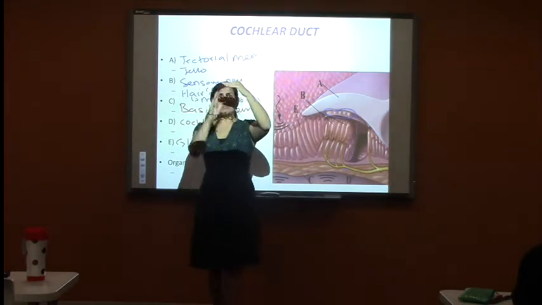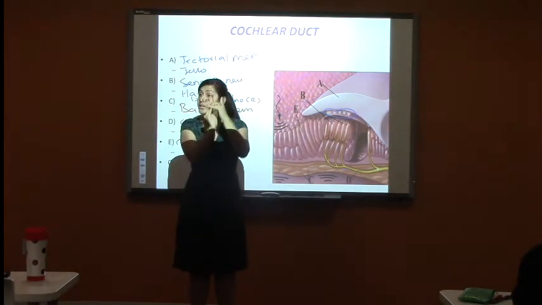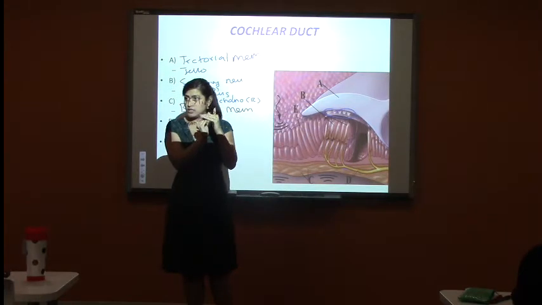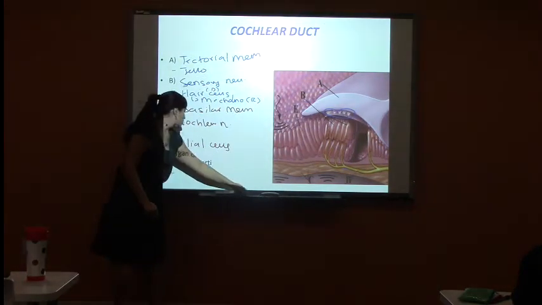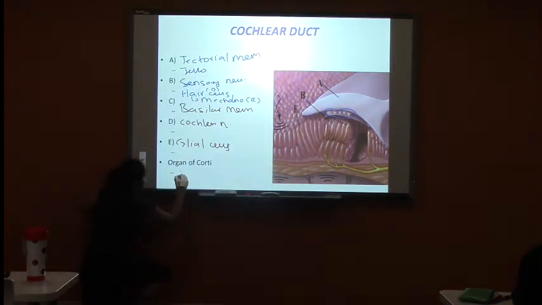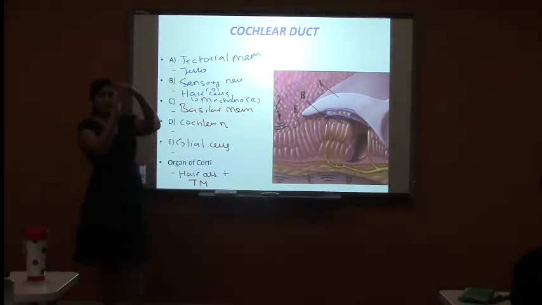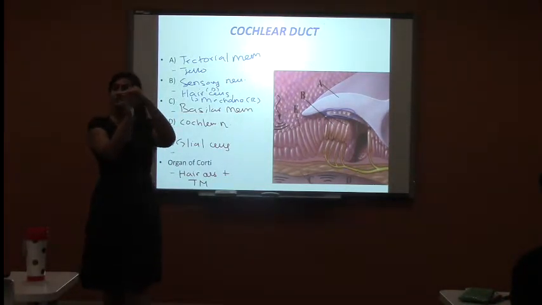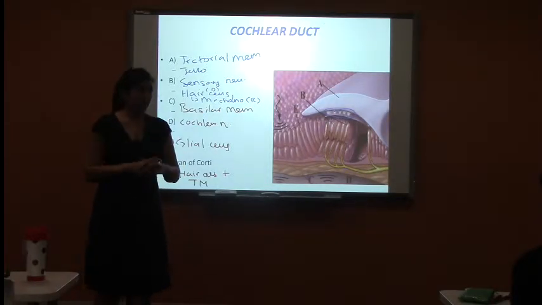The sensory neurons, the hair cells, a portion of it is embedded within the tectorial membrane. As you can see, it's going inside the tectorial membrane. So the tectorial membrane plus the hair cells together is called the organ of Corti. Okay? The organ of Corti is hair cells plus tectorial membrane.